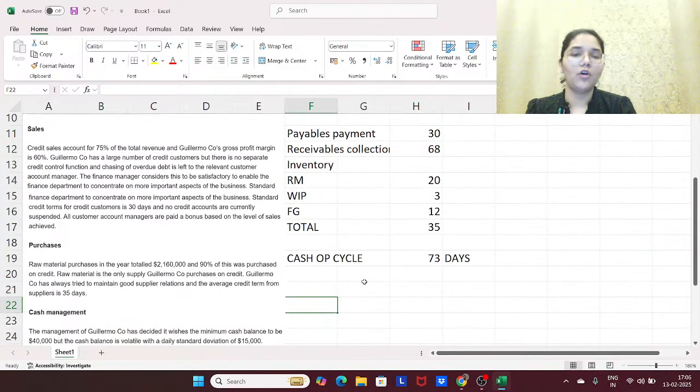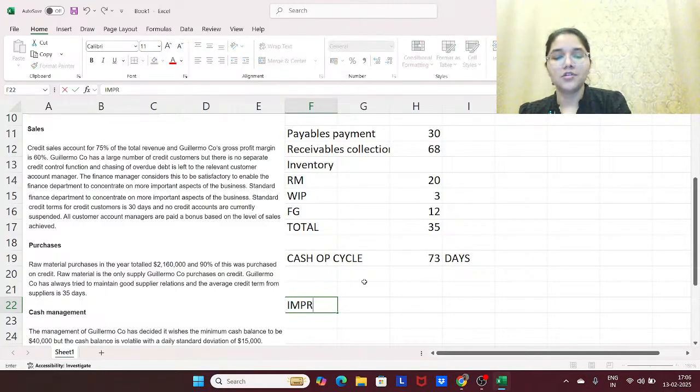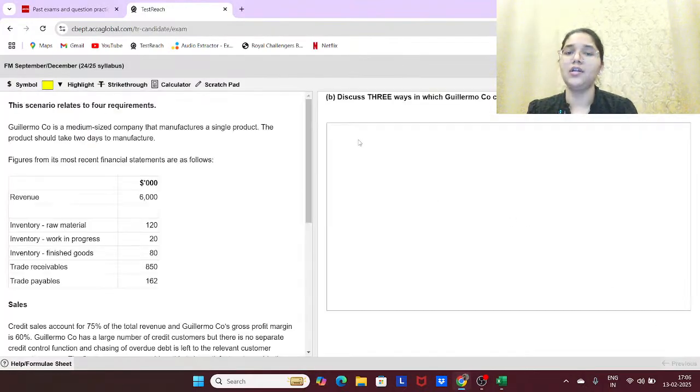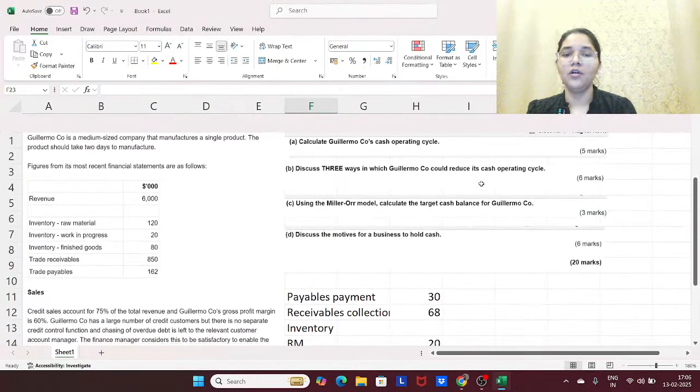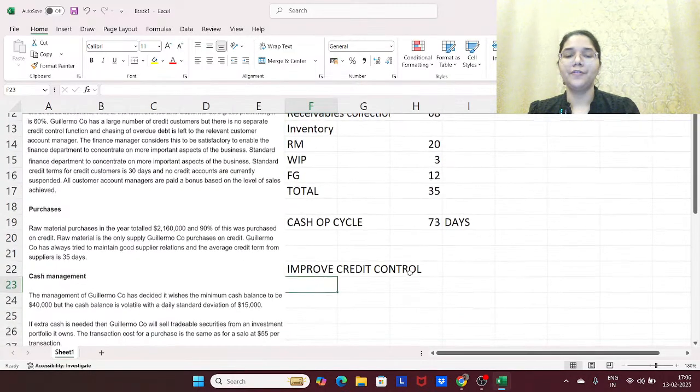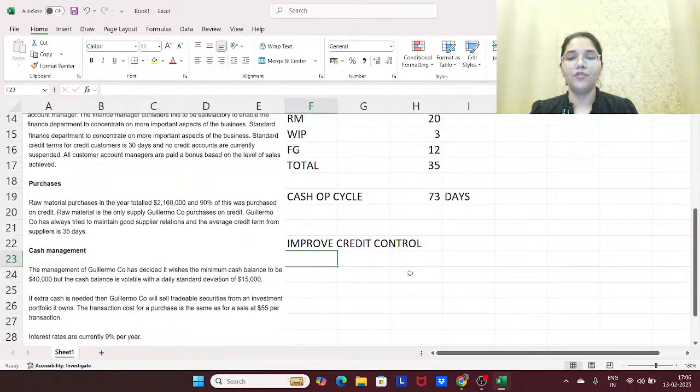Firstly, we saw that they do not have a very good credit control system. So the very first recommendation that you can give them is improve credit control. So please remember that here it is going to be very important that you link your answer to the scenario. The reason being, they have mentioned the name of the company in the question. That means they want you to specifically answer for Guillermo company. So your answer should be tailor-made for them. If you do not link your answer to the scenario, you are not going to be able to score the passing marks also. So the very first thing that you will tell them that you should improve your credit control.